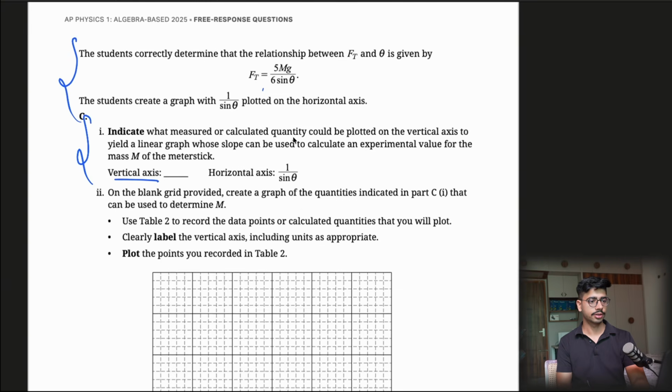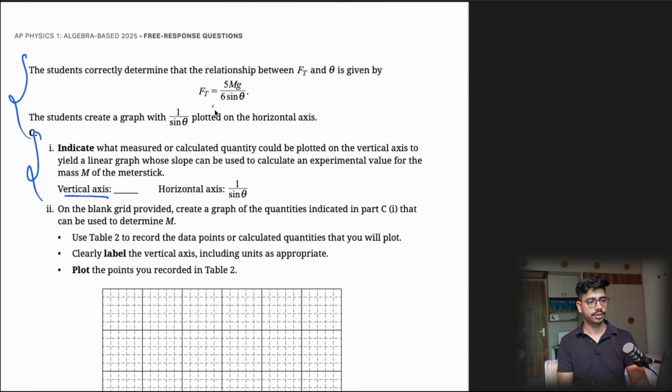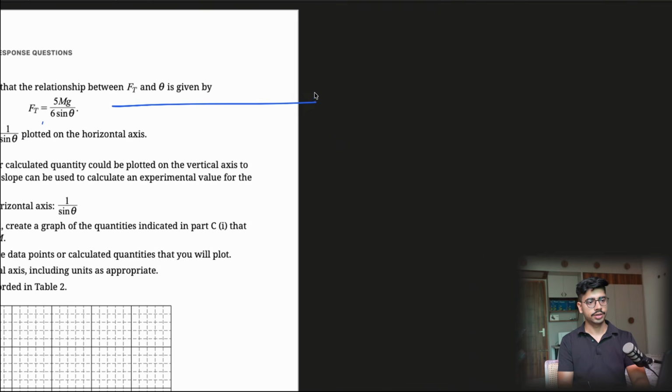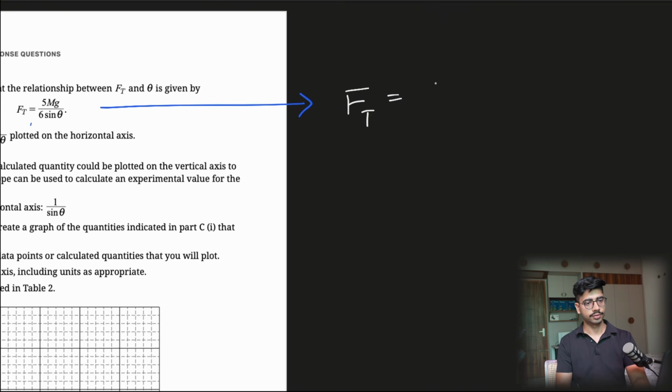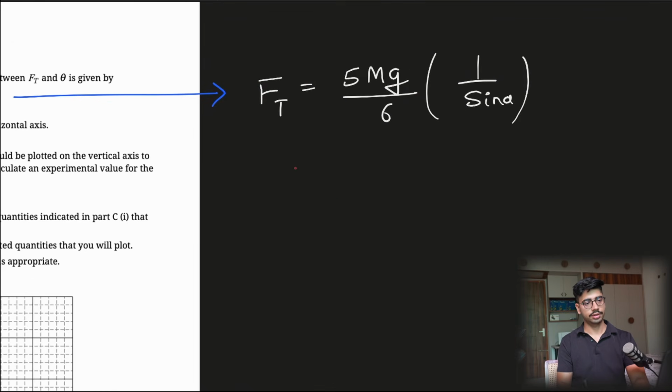The vertical axis is... so you have to just rearrange that. Let's do the rearrangement, so let's do the calculation. So this is FT, so I can write FT on the y-axis, and this is mg, and 6, and this is 1 by sine theta. This is already given on the x-axis, so you can again compare it with y is equal to mx plus c.